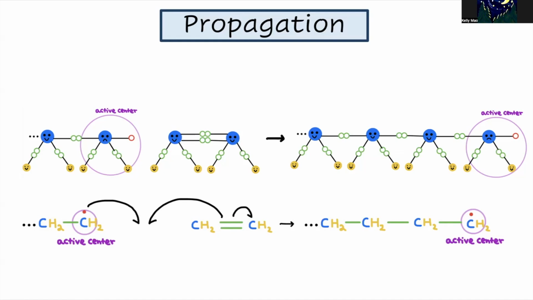So propagation occurs when the carbon at the active center forms a bond with an incoming monomer. The unpaired valence electron is once again transferred to the terminal carbon of the chain. Hence, the chain grows by another monomer unit, and the active center always remains at the end of the chain, allowing the chain to continue propagating by reacting with more monomers.